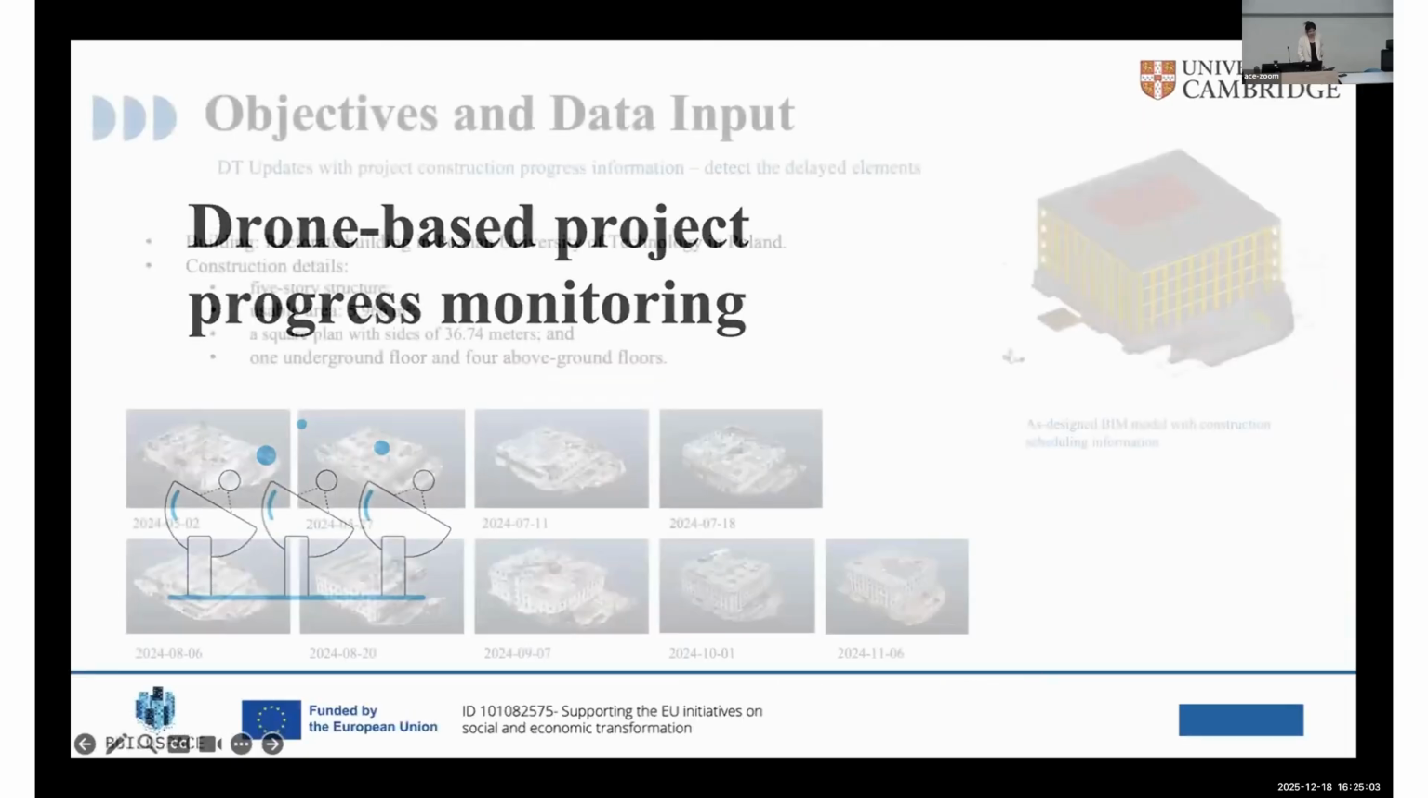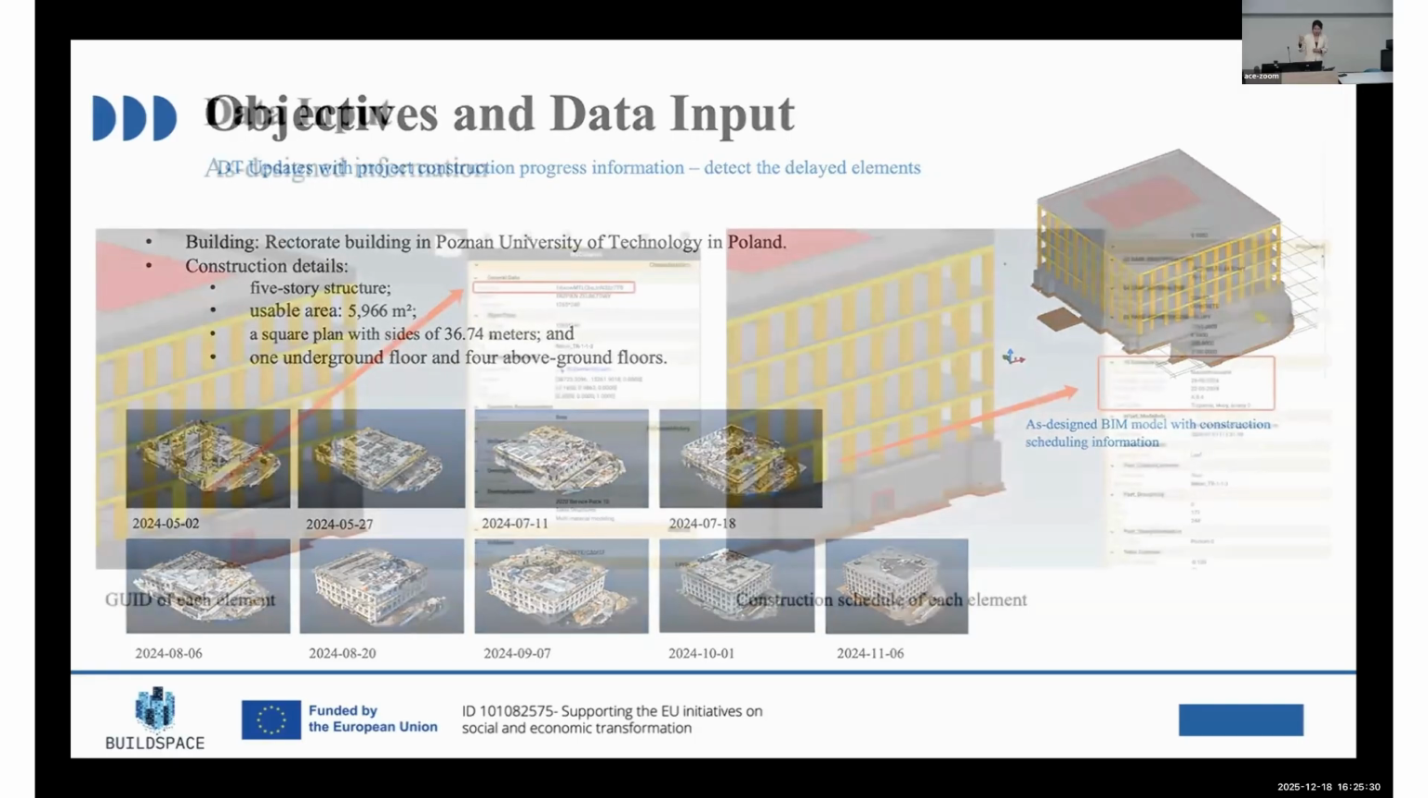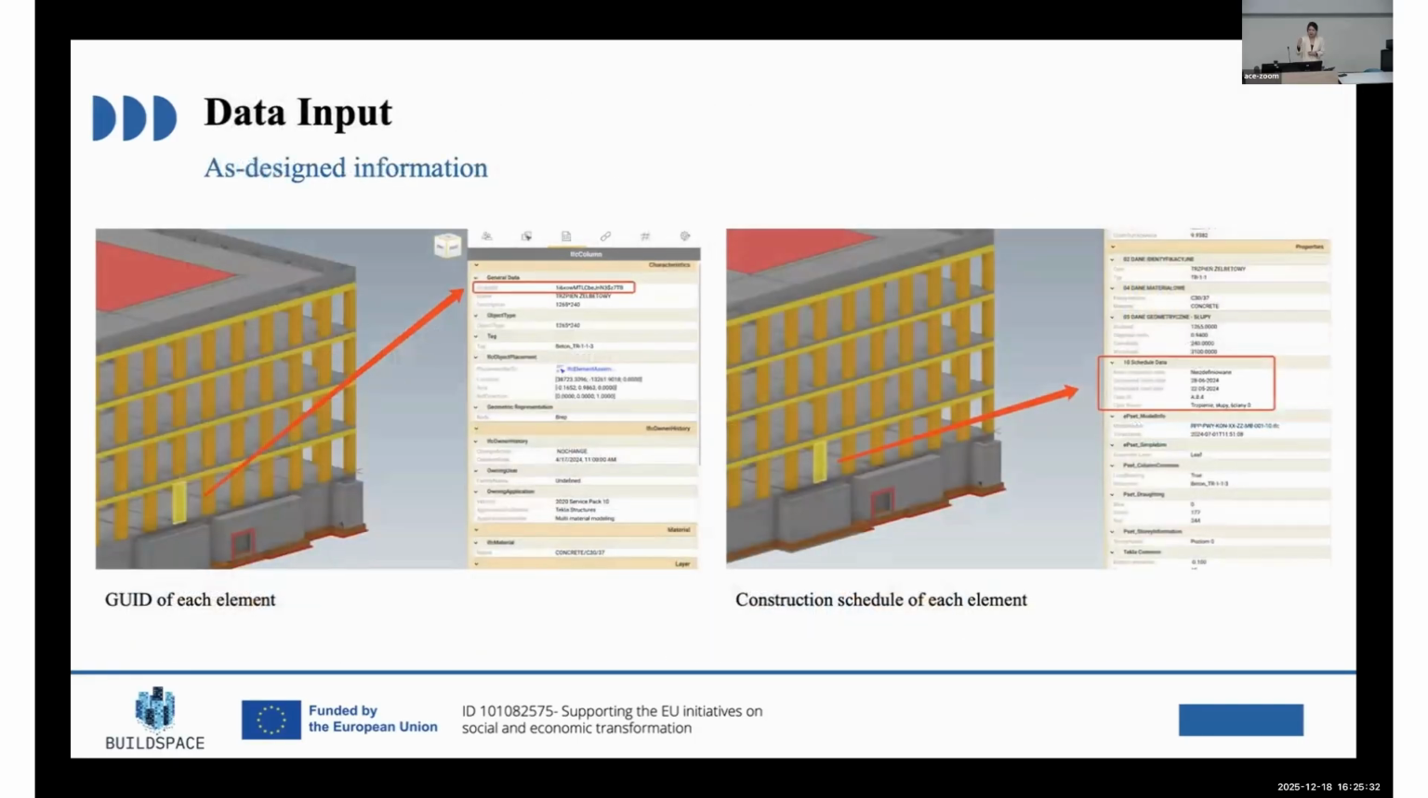Oh, so here is another project. It is a drone-based construction progress monitoring project. We have the as-designed beam model with time information, and also we have the drone images and point clouds collected every 1 or 2 months on the construction site. And here is the input of the data: each element has its information about when it should be started and when it should be ended.